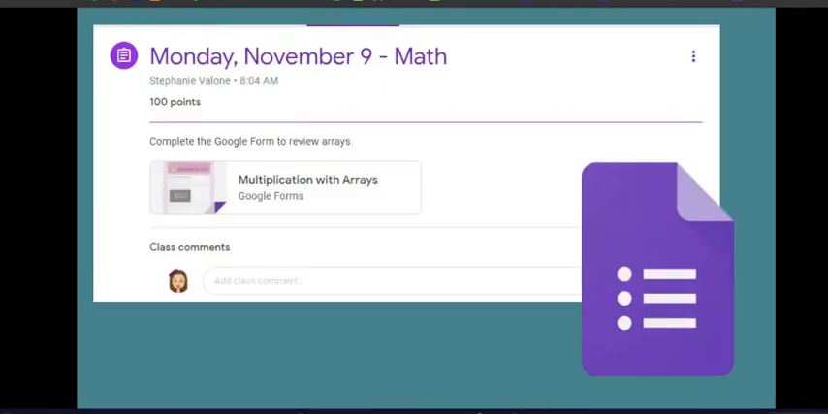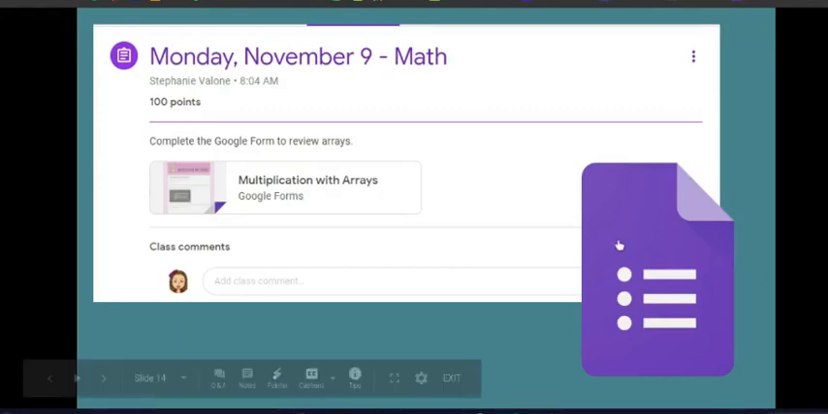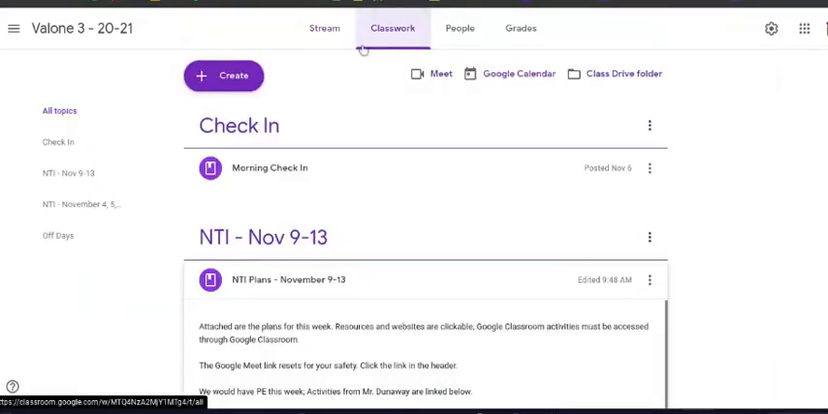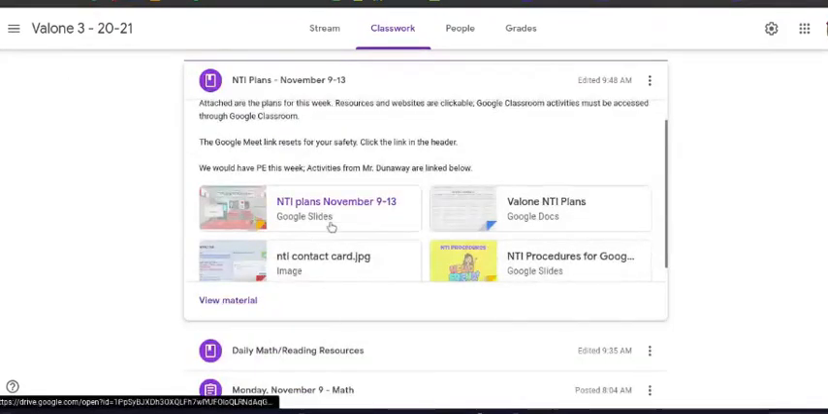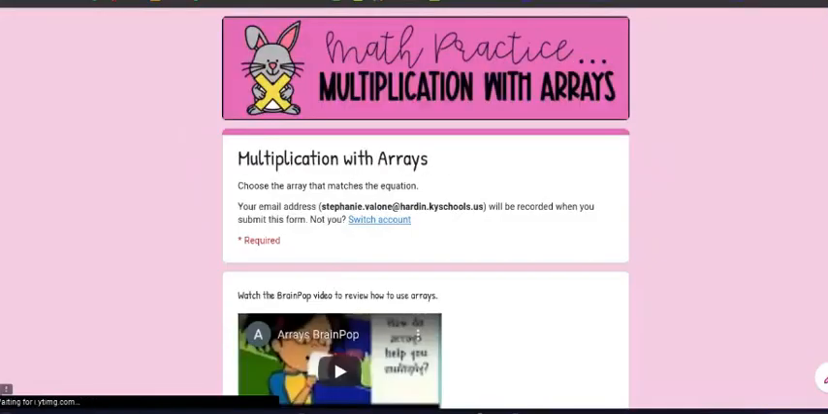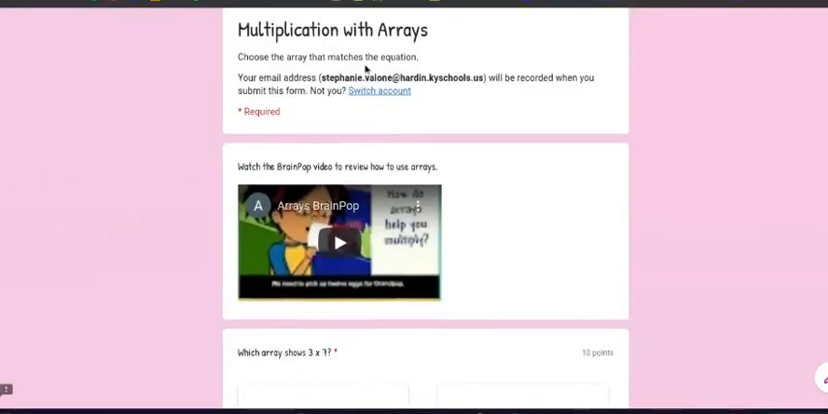So after, in just about a minute, you're going to show how you can use arrays to multiply. So in the Google Classroom on the classwork tab, where this week's work is, November 9th through 13th. You're good, Emmeline. Hello. Math, November 9th. And click on this activity. Very nice rabbit greets you. It says choose the array that matches the equation. Before you get started, there's a BrainPOP video about arrays to remind you of the things that we just talked about if you need to.